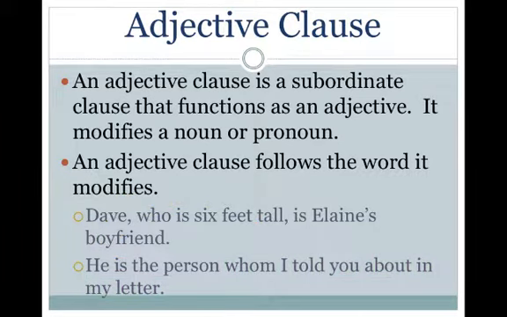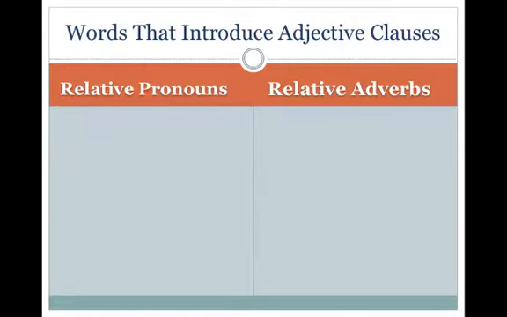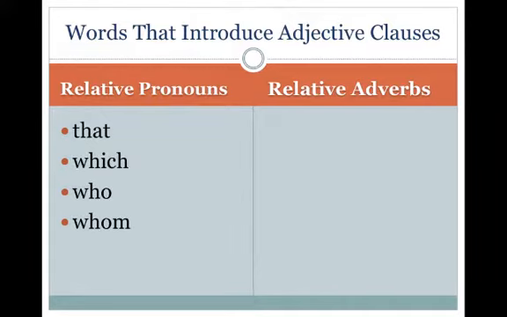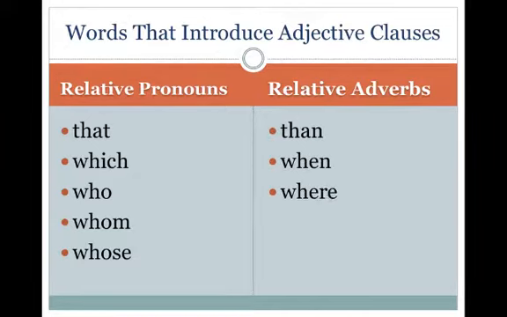To find adjective clauses, you're going to look for certain words that introduce them. For example, relative pronouns from this list: that, which, who, whom, whose. All of those words will introduce adjective clauses. The following relative adverbs will as well: than, when, and where. So look for those words when you're trying to find an adjective clause.